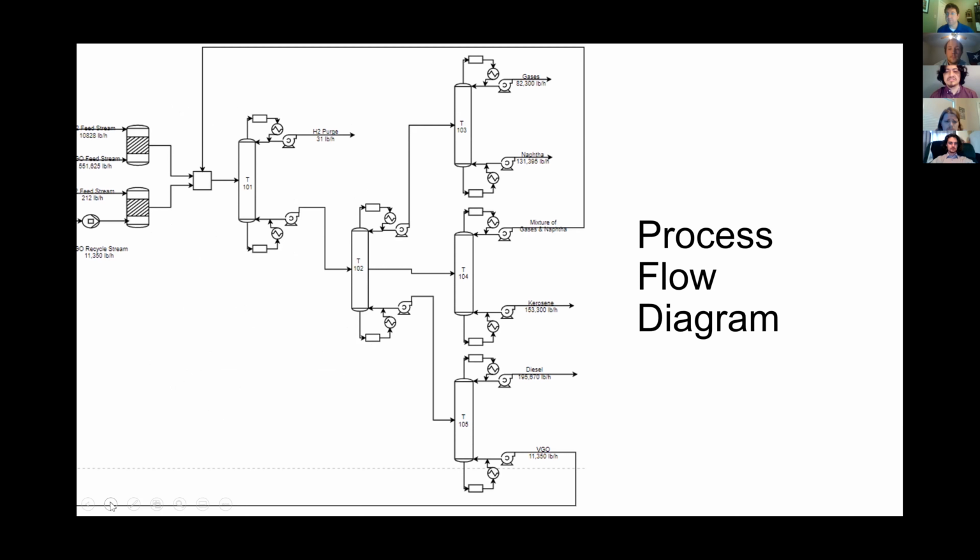So this is our process flow diagram. We have 2 reactors and a total of 5 towers. The second reactor uses a VGO recycle stream. It has 100% recycle. And then it has a gas and naphtha mixture that has to be sent back to the first flash drum for better separation.